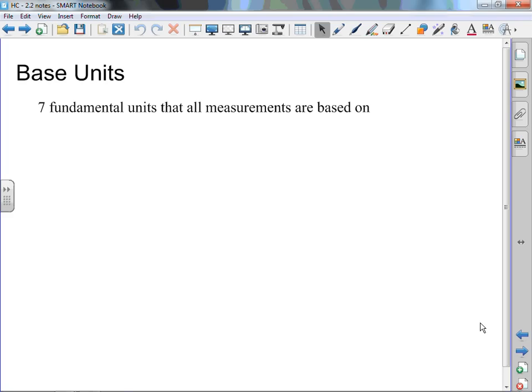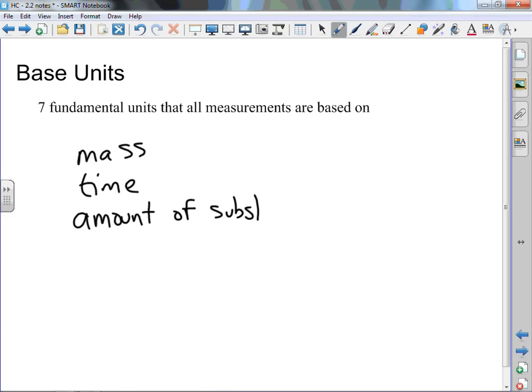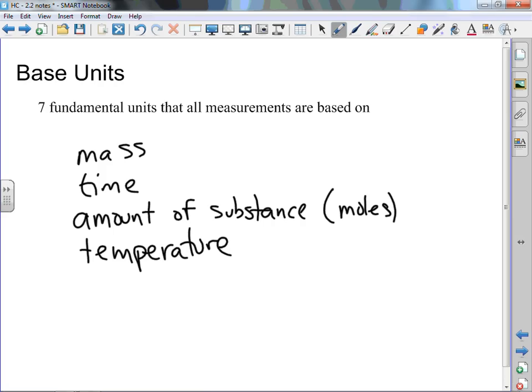The first one we use is mass. We will also often measure time. And the third one we are going to use, which is a new unit for you, is amount of substance. The units for that are moles. Now we can also measure temperature, which we will use. And then there are several others which we just will not use as much in chemistry.